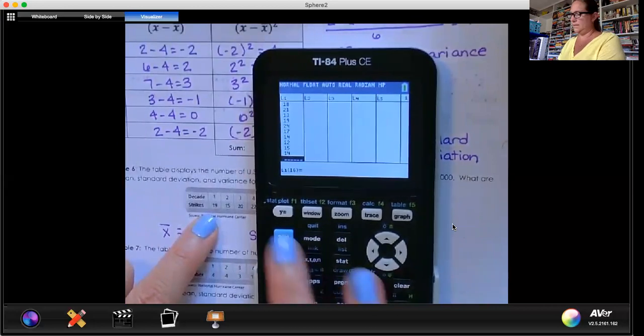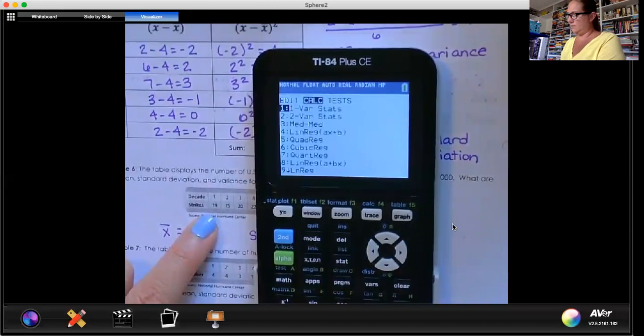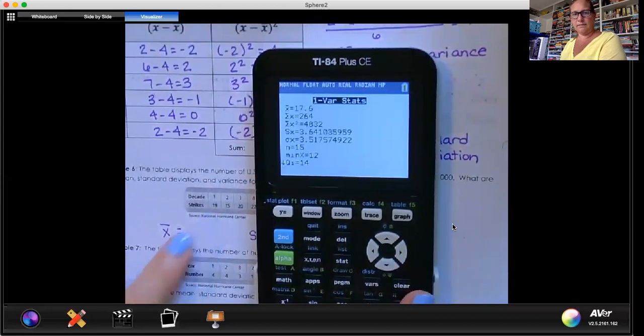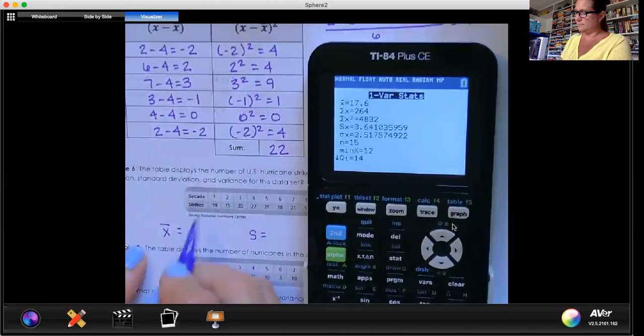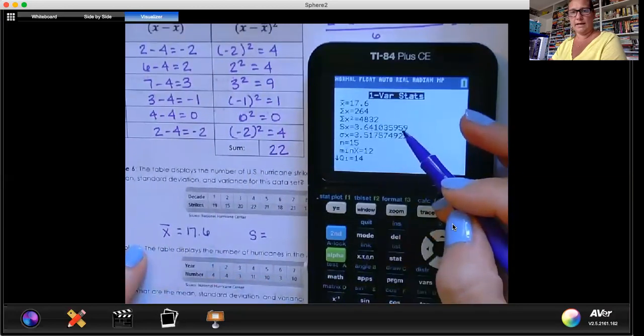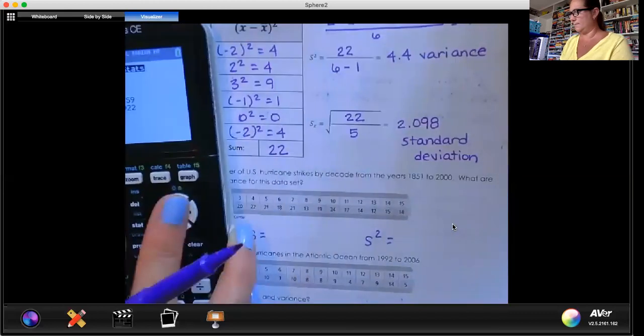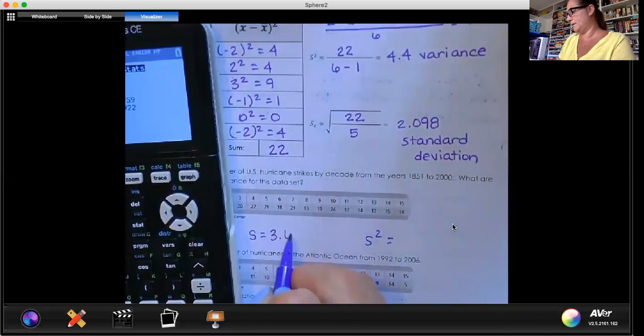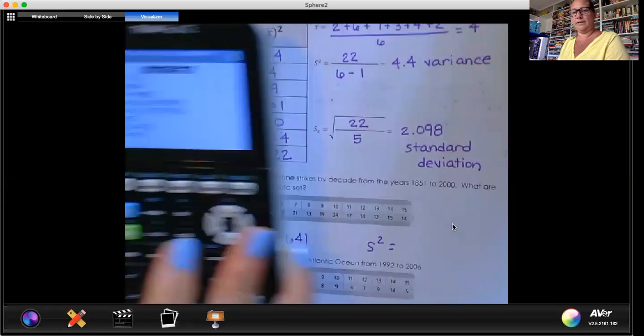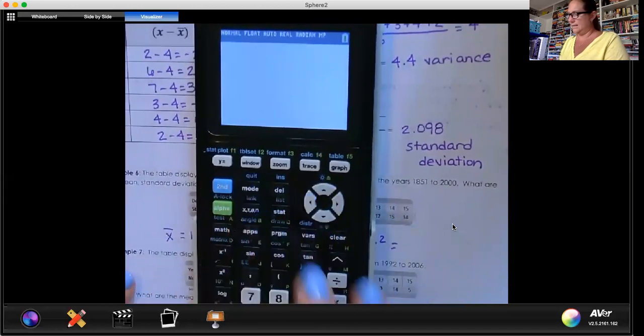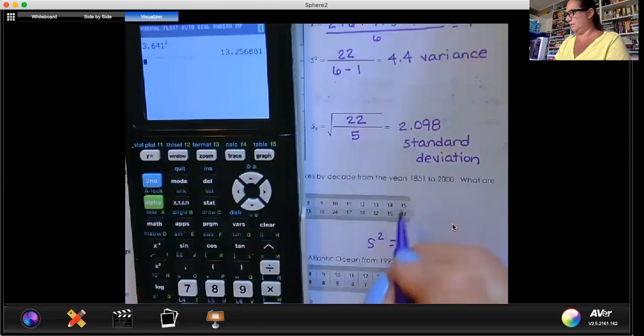Okay, second quit, stat, calc, 1, calculate. And we're looking at the mean, 17.6. s is right here, 3.641. And then we are going to second quit, type that number in, and square it. And we get 13.3.